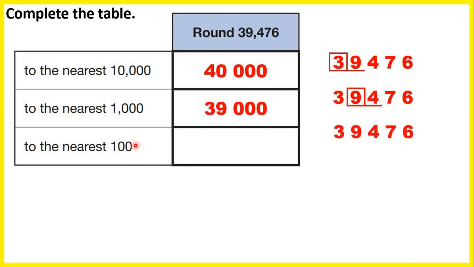And finally, to the nearest hundred, we can find our hundreds digit, and when we look to the right we have a 7, so we have 5 or more, which means we round up. So this 4 will become a 5, the digits to the left will stay the same, and the digits to the right of what we've circled turn into zeros, so that gives us 39,500.